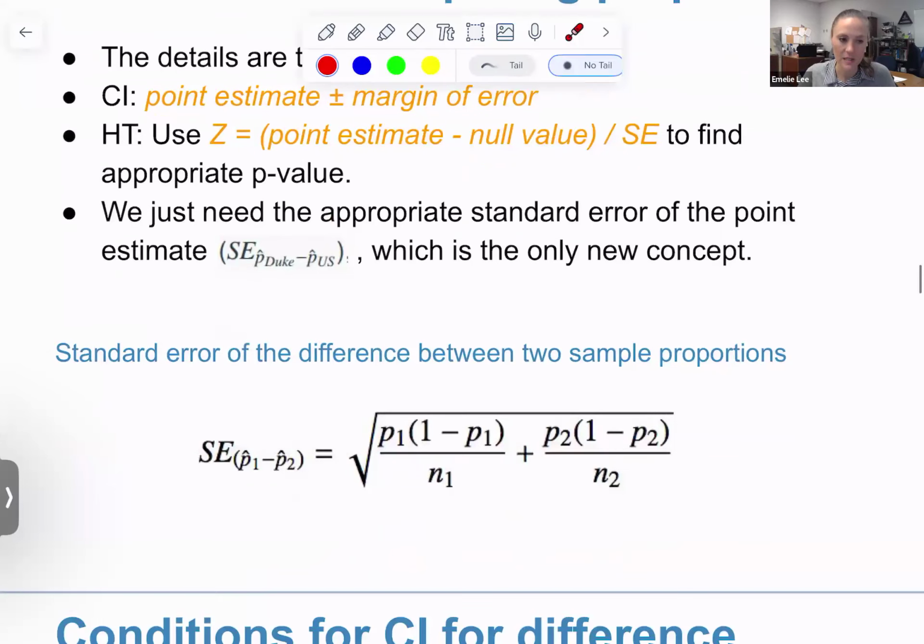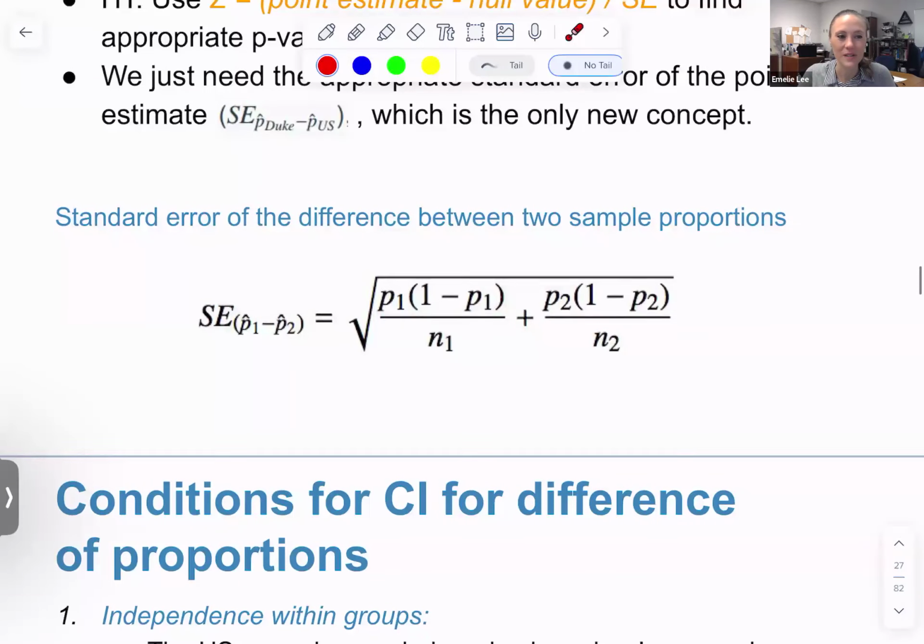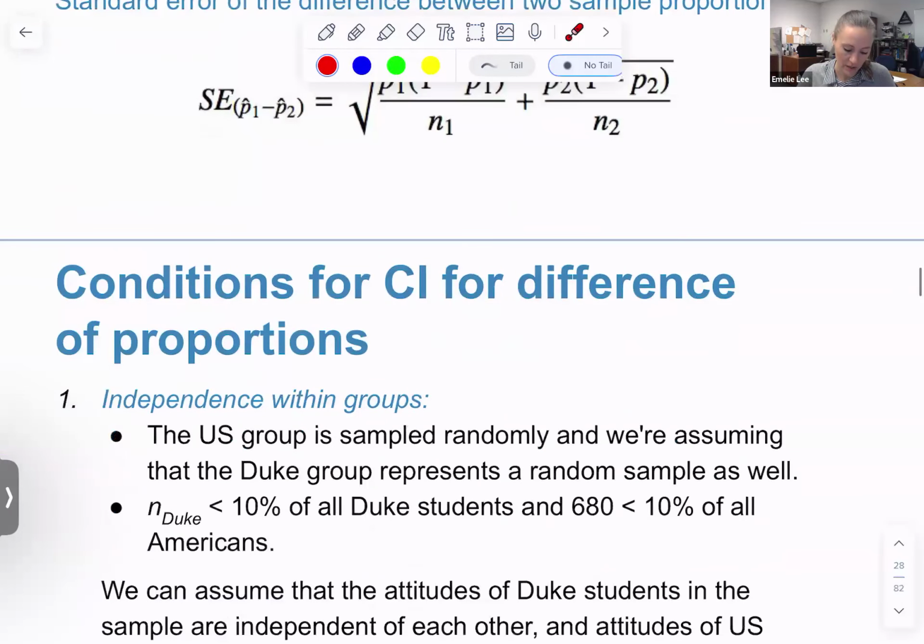And in general, it's going to be P1 Q1 over N1 plus P2 Q2 over N2, and then square rooted. Now, we don't have these population proportions. And so we saw for a confidence interval, we end up using P1 hat and P2 hat, right? And then slightly different for the Z, but we're starting with a confidence interval here.